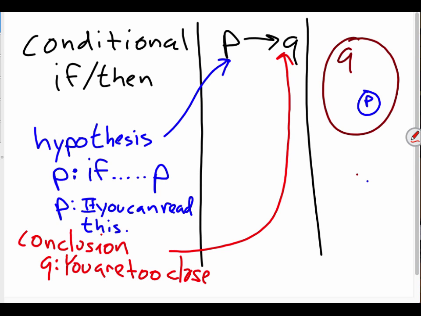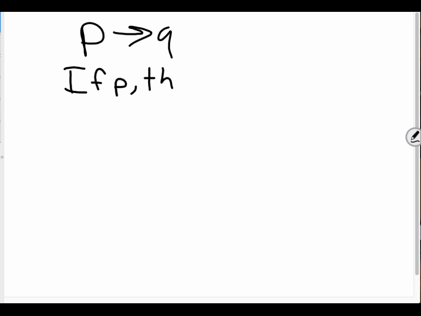Okay. So now what I want to write down is the next slide. So let's unpack that a little bit. If I say P Q, if you see this, you should think to yourself, if P, then Q. Or P implies Q. That's two ways you could write it. Okay?